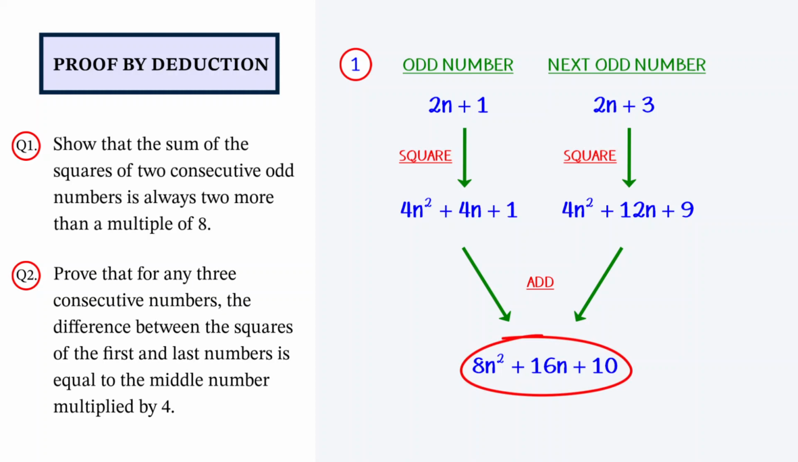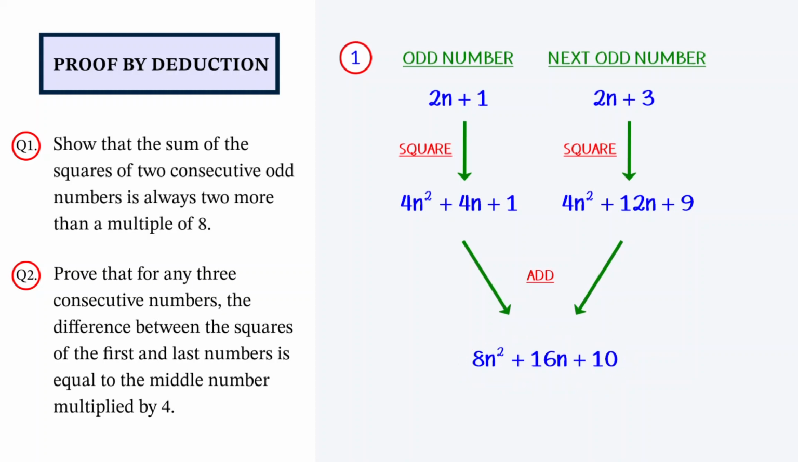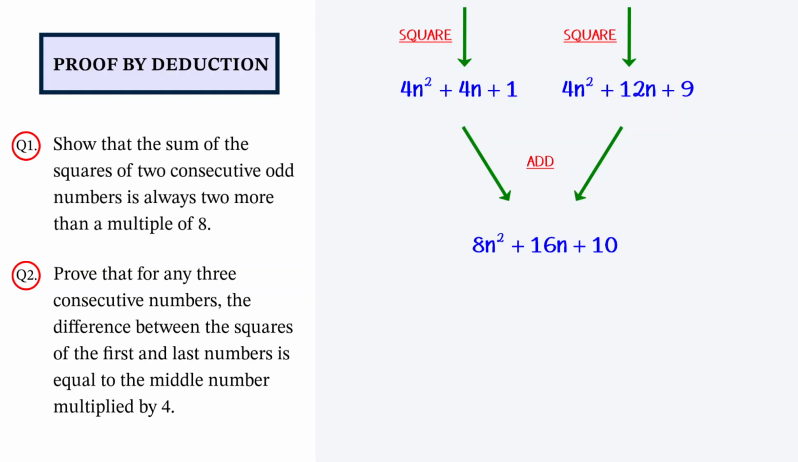And to show that something is a multiple of 8, all we need to do is take out 8 as a factor. And to then show that something is 2 more than a multiple of 8, we need to add an additional 2. But only 2 of the terms, the 8n squared and the 16n, have a factor of 8. And we don't yet have a remainder of 2 either. So the way to get around this is to split the 10 into 8 plus 2, because you'd then have 3 terms with a factor of 8, and you'd be left with a remainder of 2.